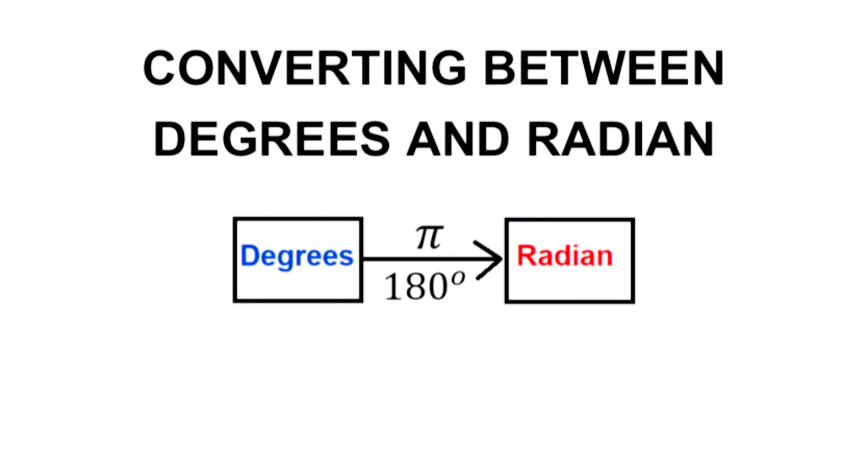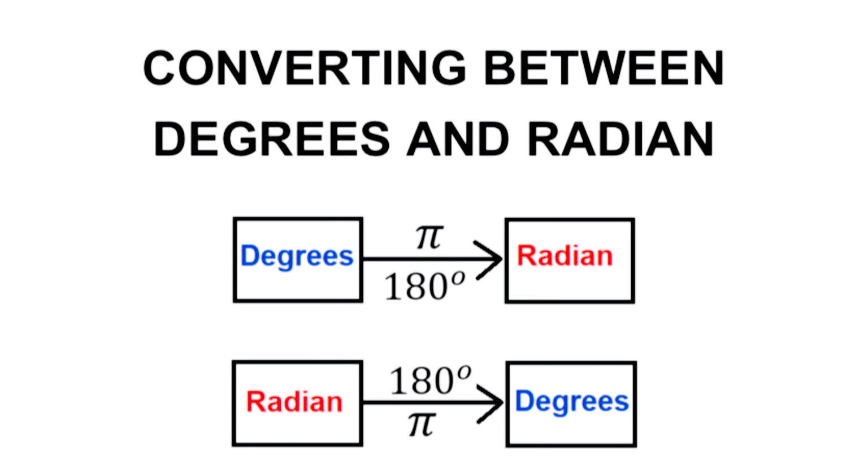Hello everyone. This video will show how to convert between degrees and radians. So if we are given a degree and we want to change it to radian, all we need to do is to use the multiplier pi over 180. However, if we have a radian measure and we want to change it to degrees, then we go ahead and use the multiplier 180 degrees over pi.